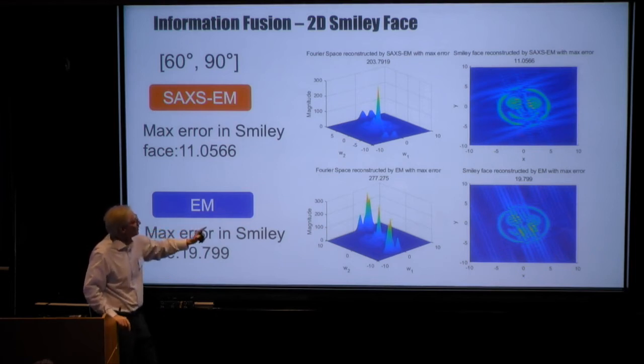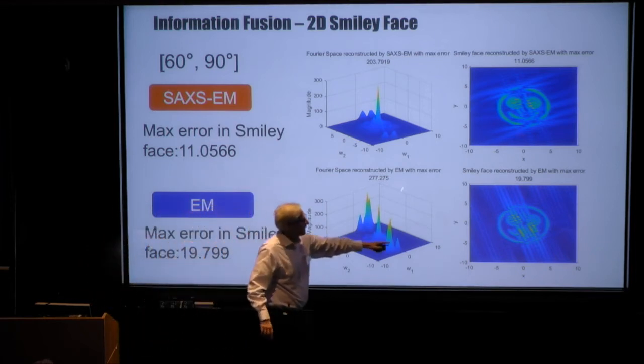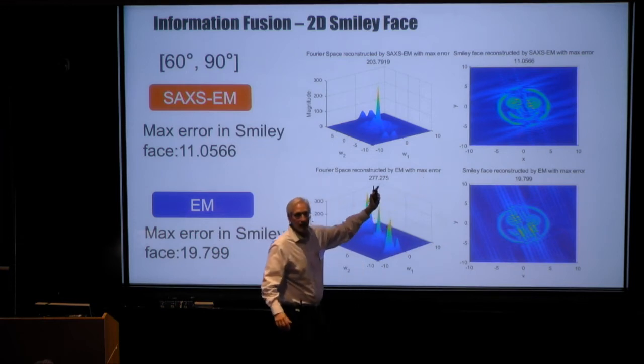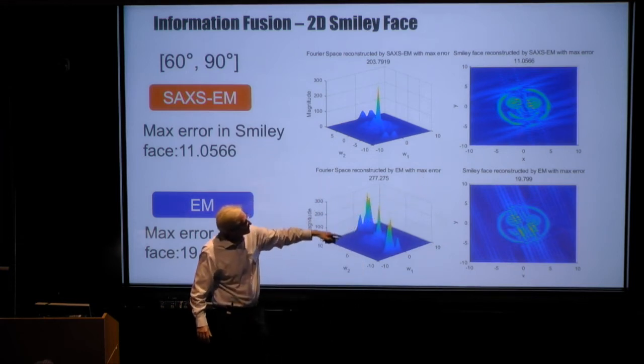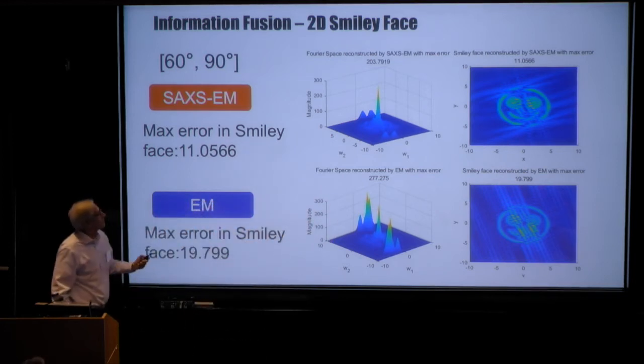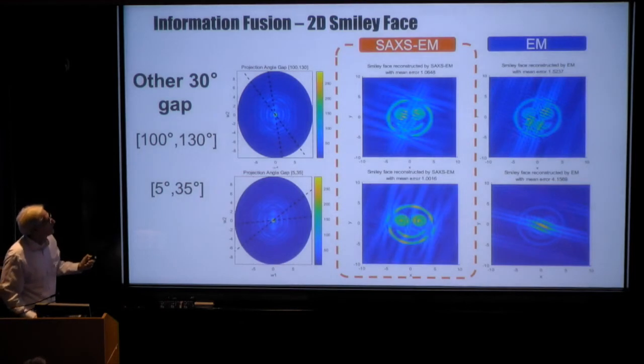If we use the slice theorem and we have these missing wedges, then our smiley face doesn't look so happy anymore, okay? Over here, this is EM by itself, and that's EM with Sachs, which I'm not bragging that that's so great, but you can see that there's some improvement, okay?